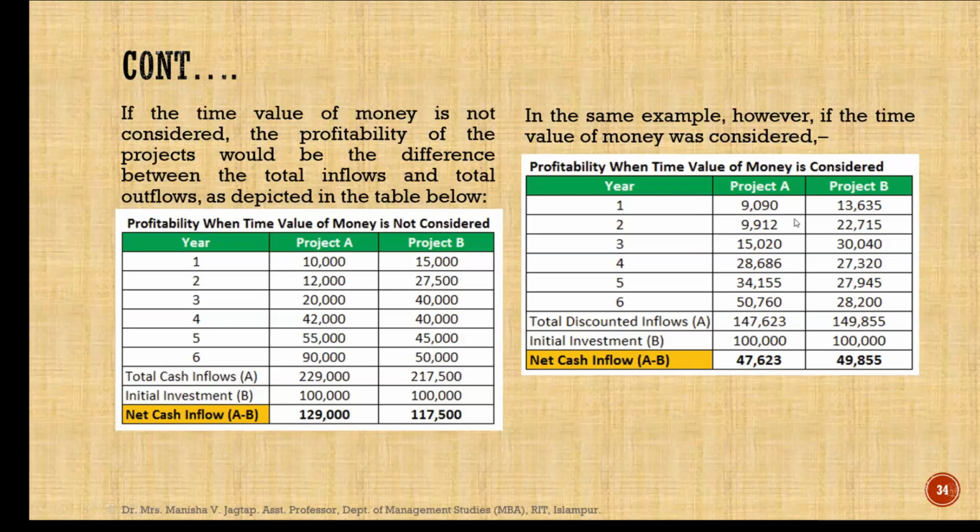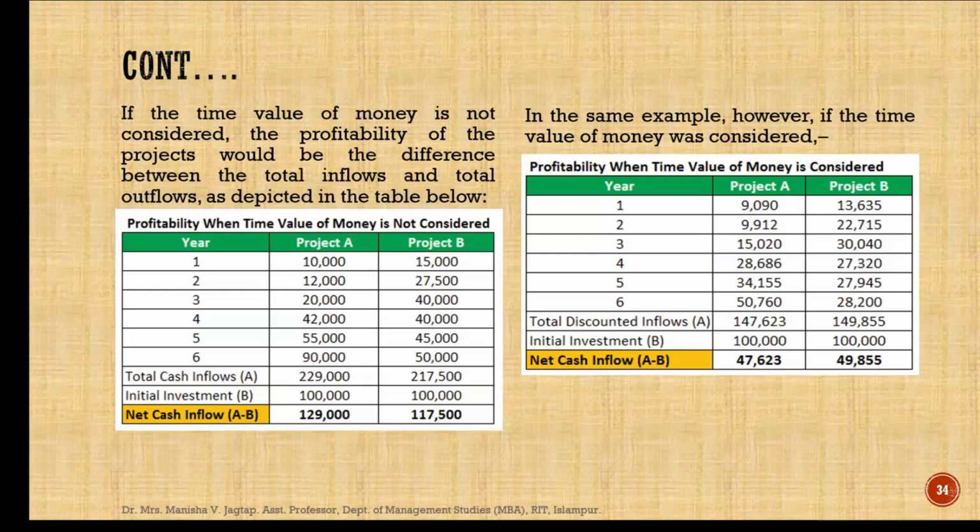You can see all these figures. We have multiplied the 10% discount factor with the given cash inflow in the example, and we have taken the total discounted cash inflow: 1,47,625 in case of project A, and for project B it is 1,49,855. Initial investment, again the same amount we are going to apply for both projects, that is 1 lakh for A and also for B.